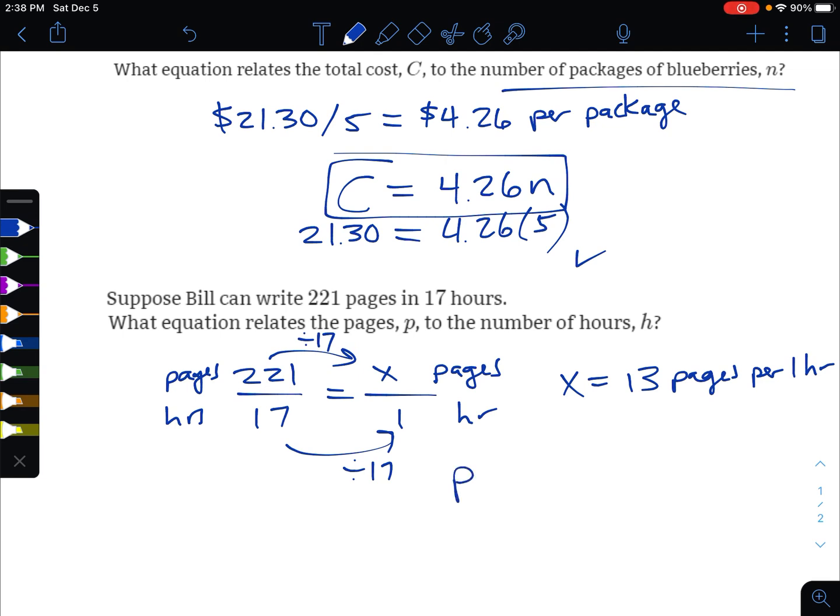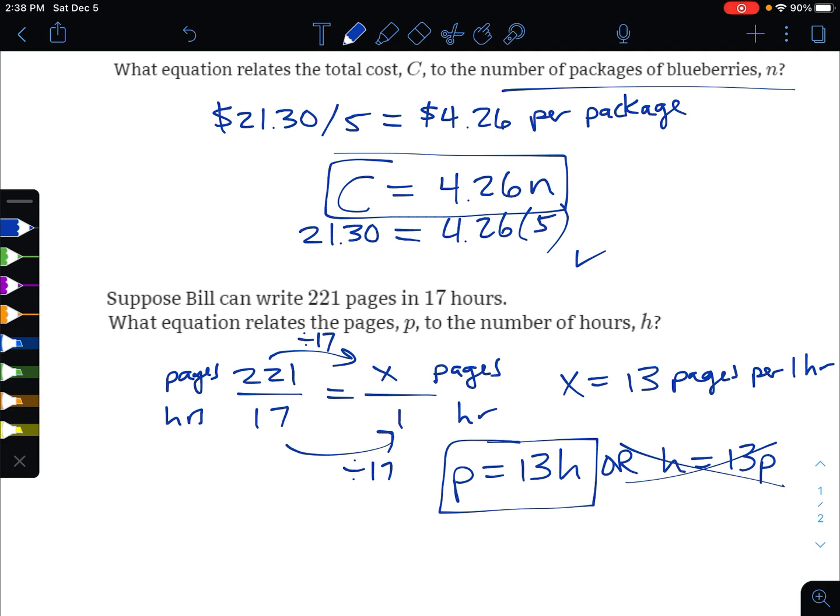So again, we have two options for our equations. Is it P equals 13H, or is it H equals 13P? Well, are the pages 13 for every hour, or are the hours 13 for every page? Well, it's right here, 13 pages per hour, which is why this one makes sense. The pages are 13 for every hour.